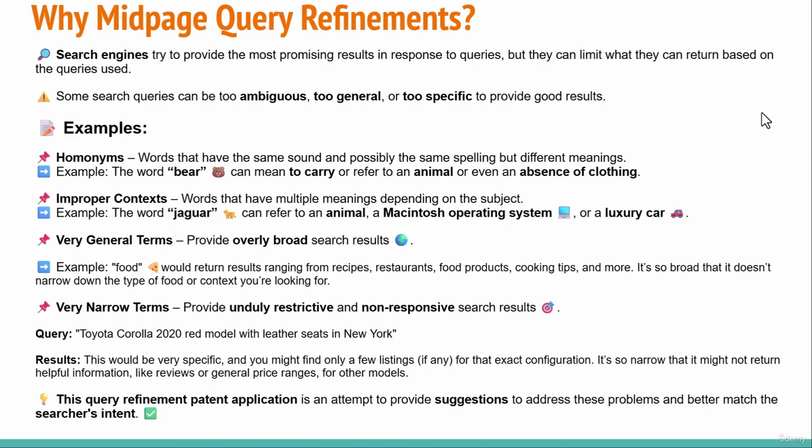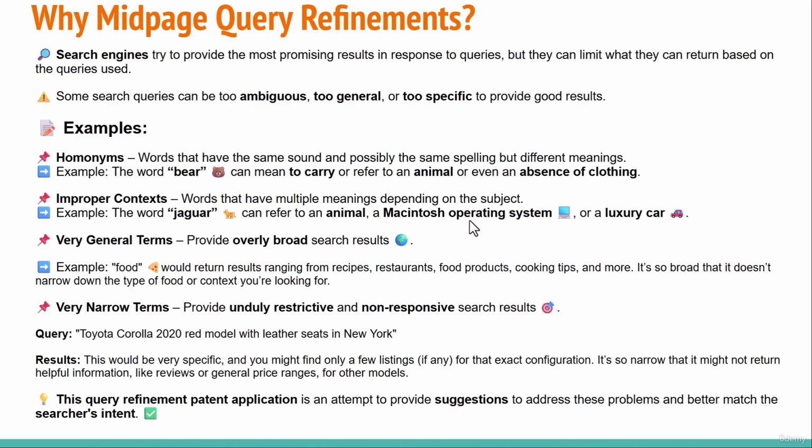For example, consider the word bear. This falls under homonyms. And homonyms are words that have the same sound and spelling but different meanings. Now, bear means to carry, but it is also an animal, and it also refers to being without clothes, or bare. And next is improper context. Let's say there is a word jaguar. Jaguar is an animal. It is also a Macintosh operating system, and it is the name of a car.